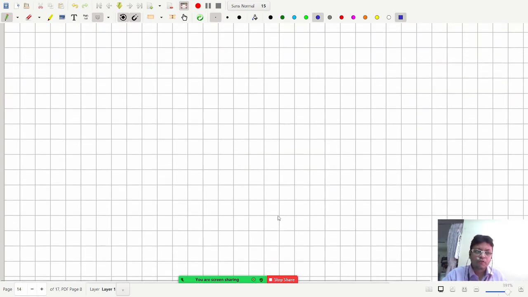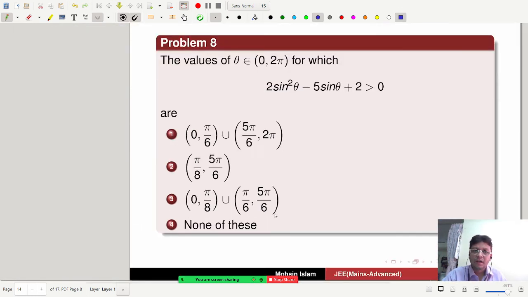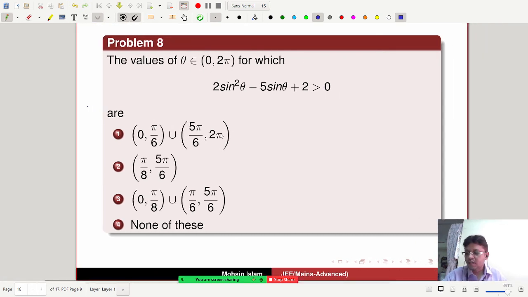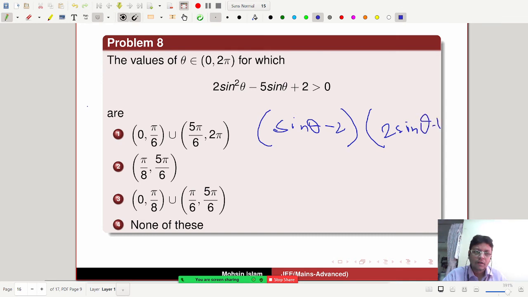Okay, let's move to the next problem. Again, you have an inequation. So 2 sine square theta minus 5 sine theta plus 2 greater than 0. So this is a quadratic in sine theta. Let's factorize this one. So if you factorize this, it is sine theta minus 2 times 2 sine theta minus 1, that is more than 0. So you have 2 as a point, half is a point.